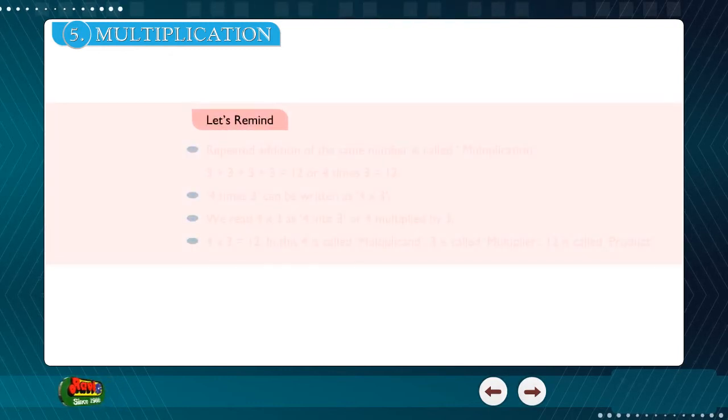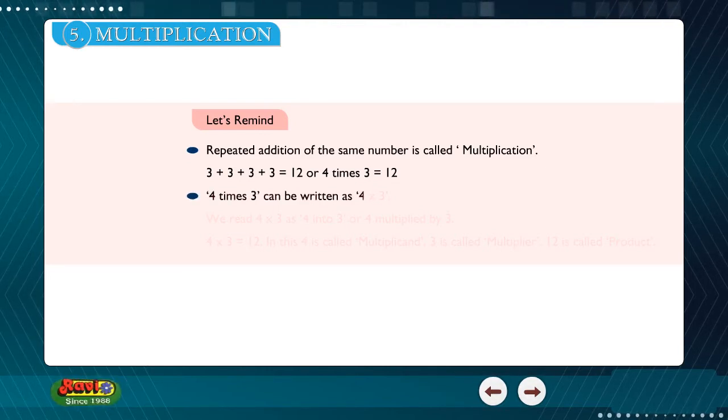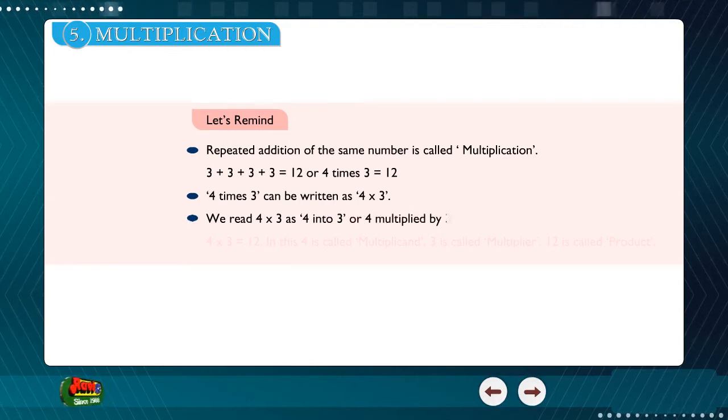Let's recall. Repeated addition of the same number is called multiplication. 3 plus 3 plus 3 plus 3 is equal to 12, or 4 times 3 is equal to 12. 4 times 3 can be written as 4 into 3. We read 4 into 3 as 4 into 3 or 4 multiplied by 3. 4 into 3 is equal to 12.